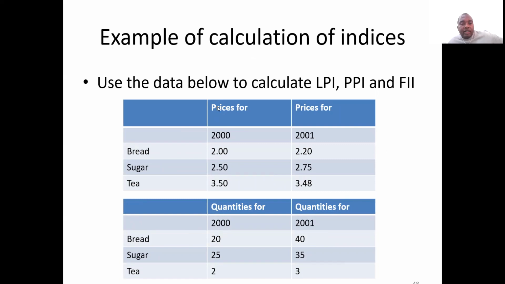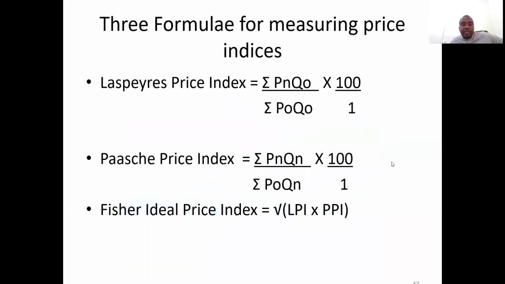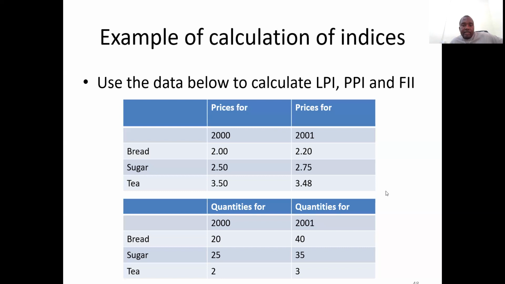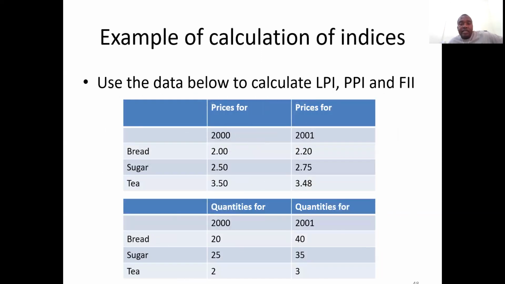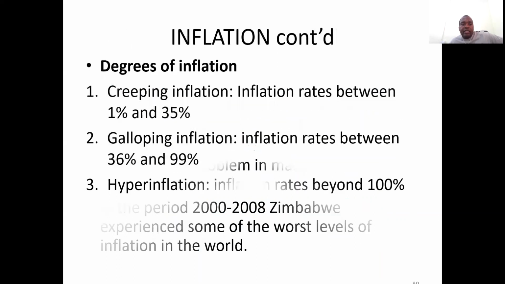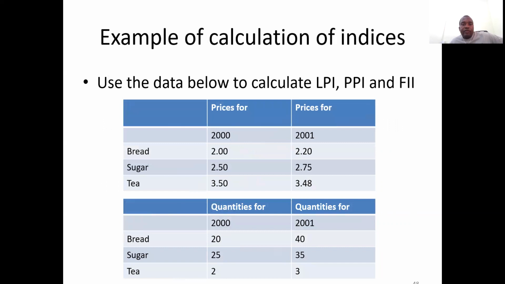So you can use the data which is presented in the table below of the prices of different commodities, bread, sugar, and tea, and their respective quantities to calculate the three respective indices. You can calculate the Laspeyres, the Paasche, and the Fisher ideal index. You can use that on your own to calculate. So for the time being, I believe we have covered enough on banking and the introduction to inflation. So in our next lecture, we'll be looking at different types of inflation.